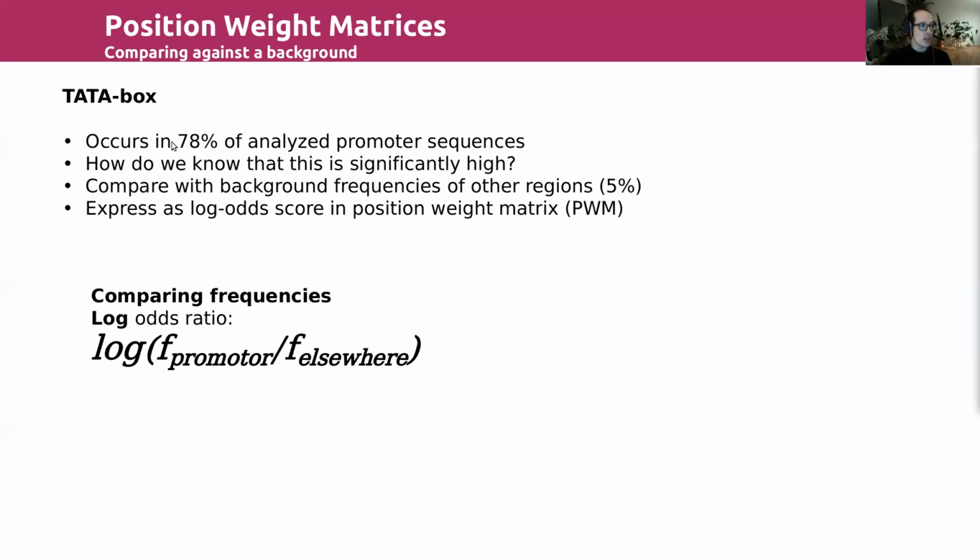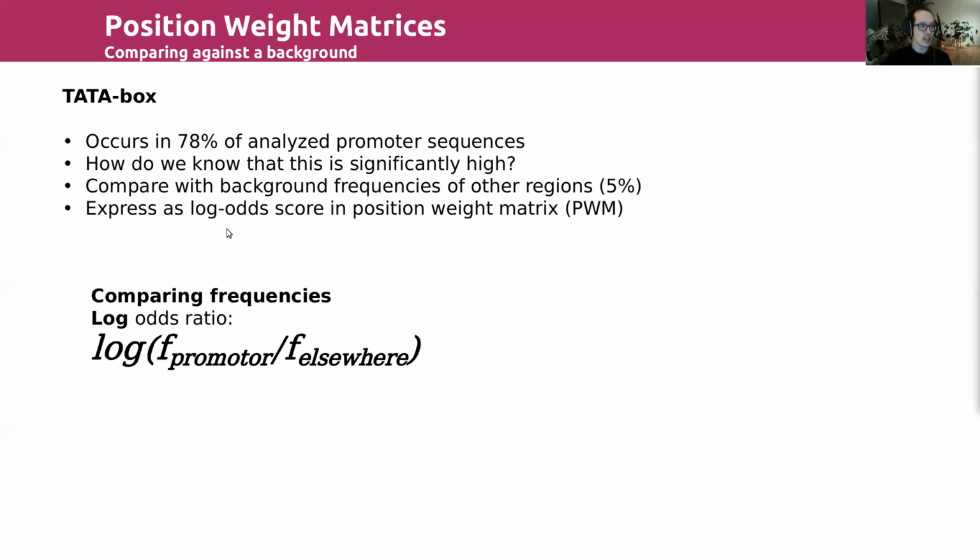And how do we know if it's significant? It occurs in 78% of analyzed promoter sequences. A question might be, how do we know this is meaningful? And the answer is, like many of the scoring systems, to compare the frequencies with a background or expected frequency. The background frequencies have this TATA motif present in just 5%. So we can see that 78% is quite significant.